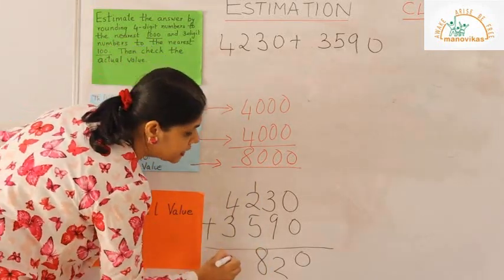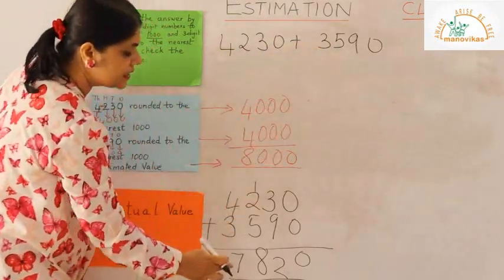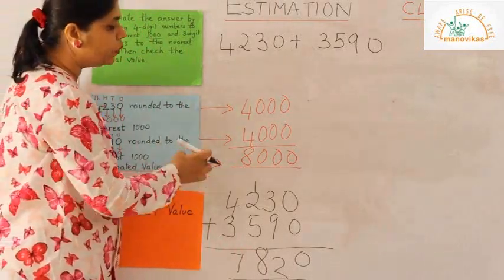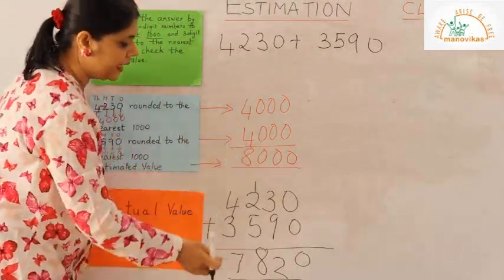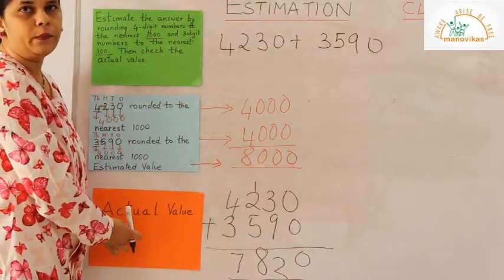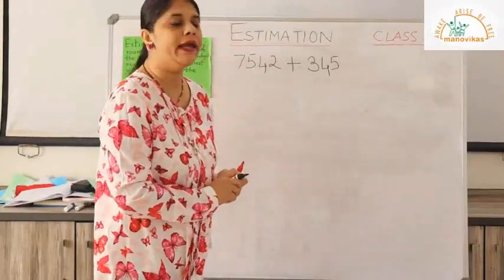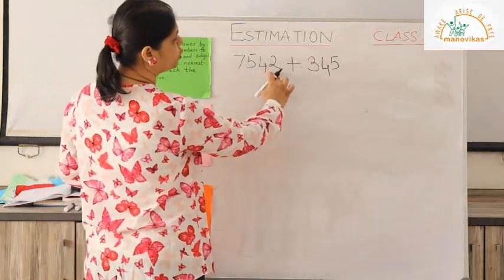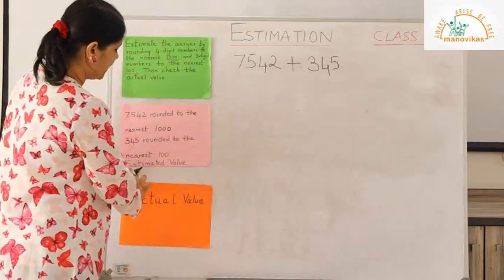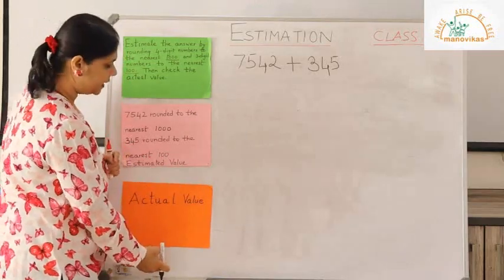Now add 0, 5, 6, 7, 8, right? 4 plus 3 is how much? 7. So what is the actual value of this sum? It is 7820. Now if you see, the estimated value 8000 is more or less the same as 7820, which is the actual value. Now look at the next example. Here also we need to find the sum of 7542 plus 345. First we will find the estimated value and then we will check it with the actual value.